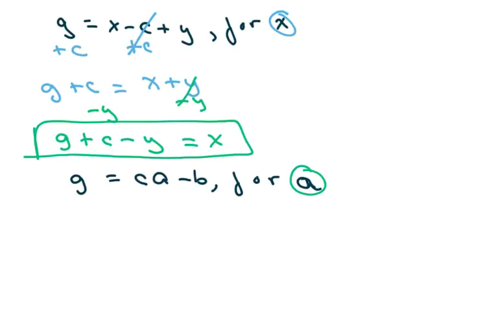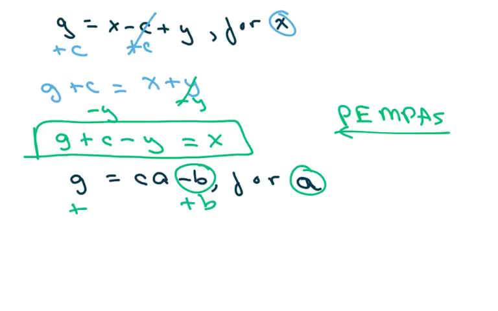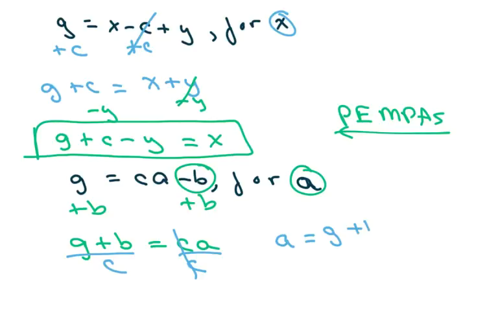Here we're going to solve for a. So the first thing I'm going to do is see, I look at PEMDAS backwards kind of. Is there anything I could add or subtract? Yes, I can add the b to both sides. So I get g plus b equals ca, and then I'm going to divide both sides by c to isolate the a, and that cancels, so I get a equals (g plus b) over c.